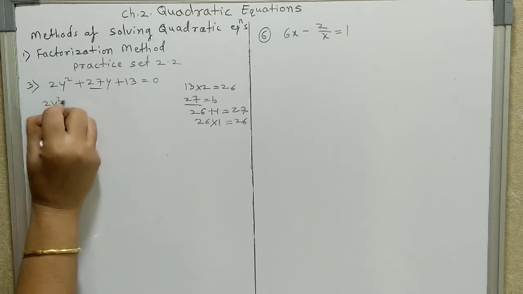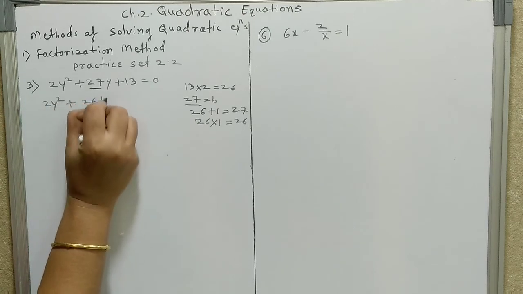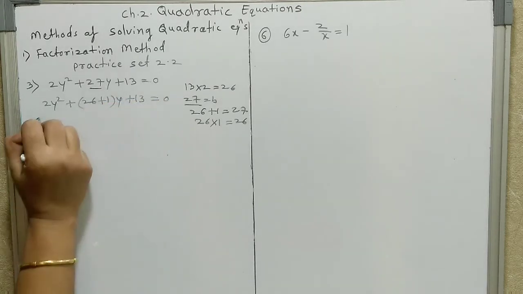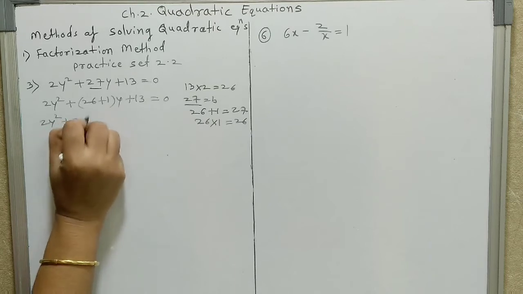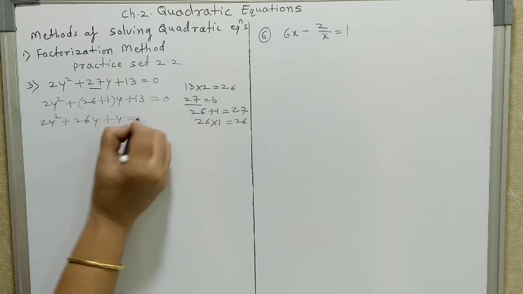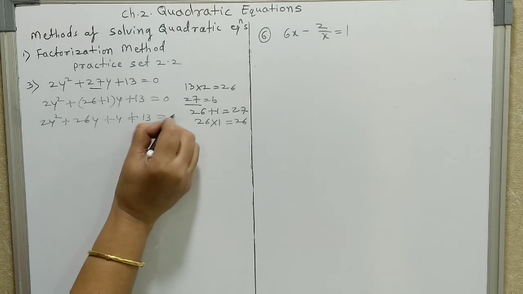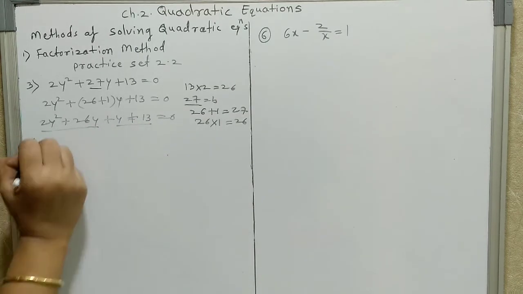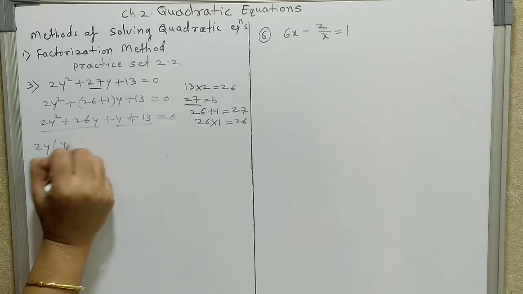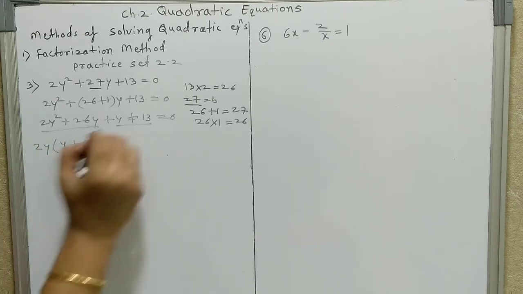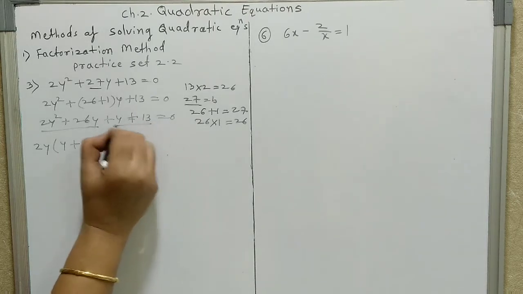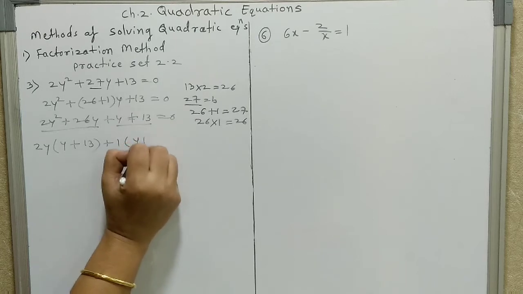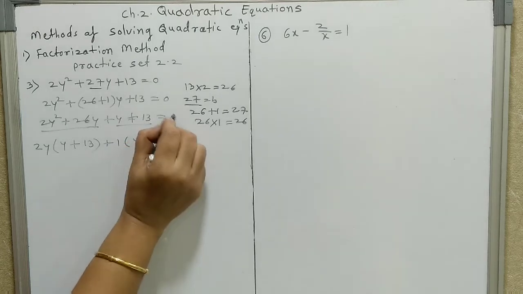So 2y square plus 26y plus y plus 13 is equal to 0. Separate this: 2y square plus 26y, plus y plus 13 is equal to 0. Now underline these two factors. Common, 2y is common, y plus 13. And here plus sign, so we write plus here. Here common y plus 13. No common, so we write 1 here. So y plus 13 is equal to 0.